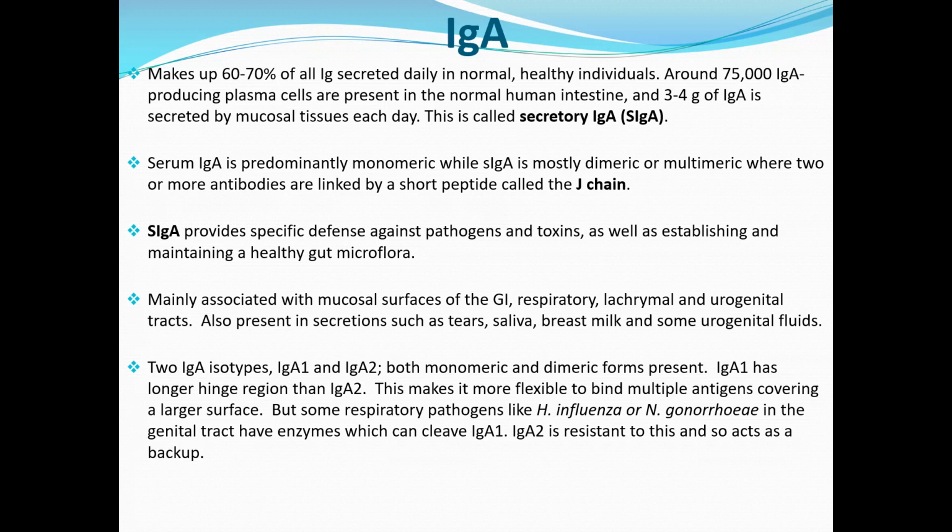The IgA isotype consists of two types, IgA1 and IgA2. These differ with regard to the FAB sequences, where IgA1 has a longer hinge region that allows it to cover a wider surface area.